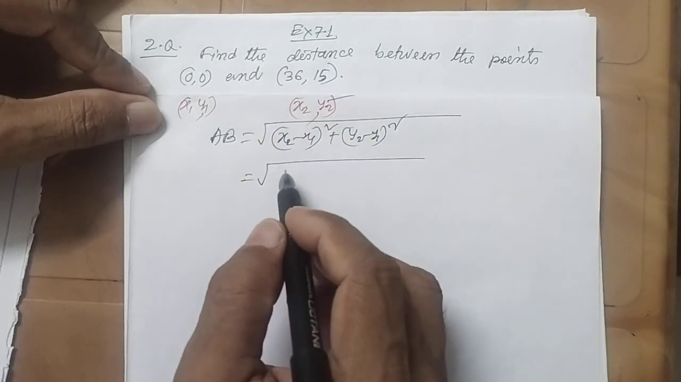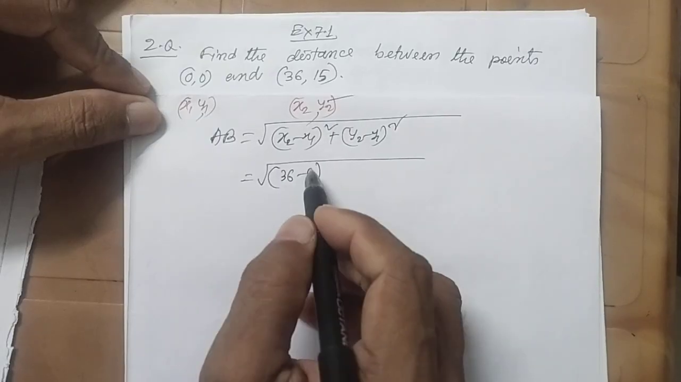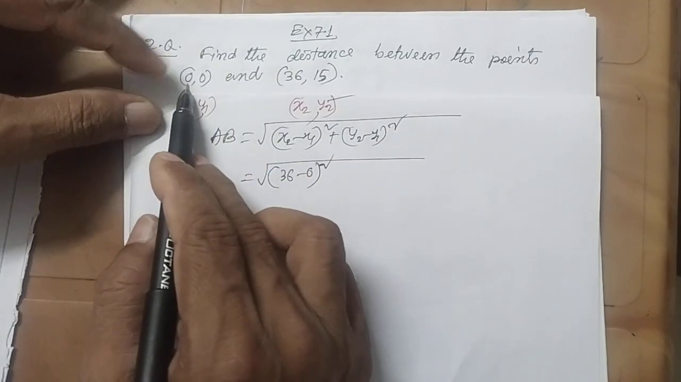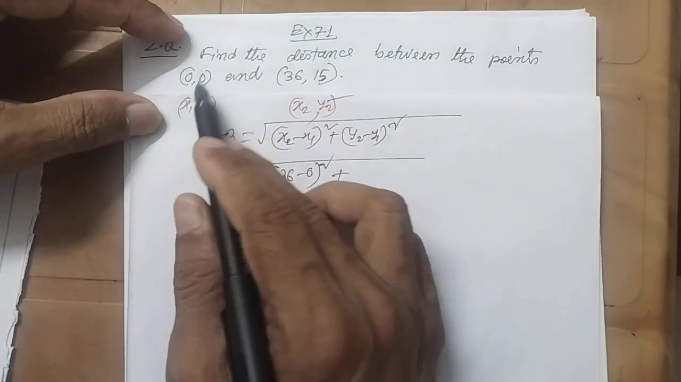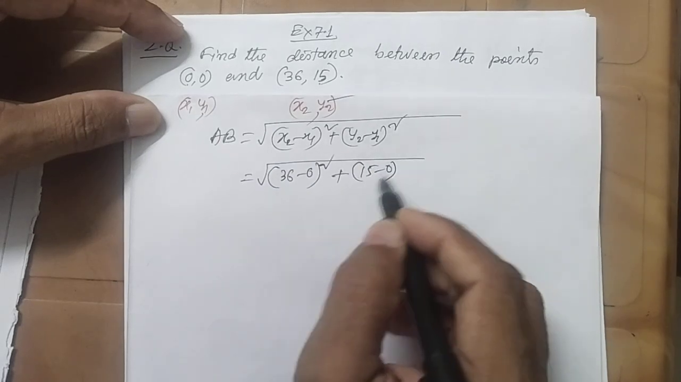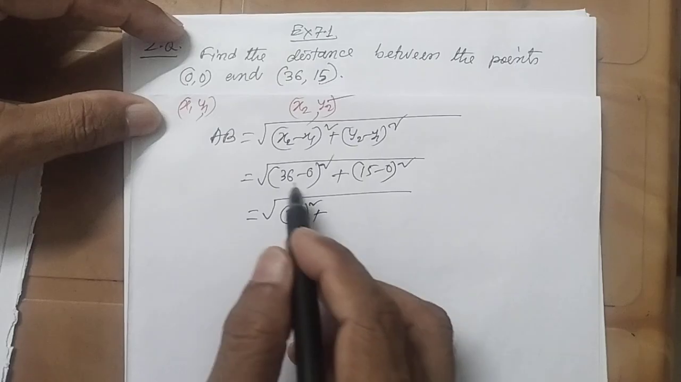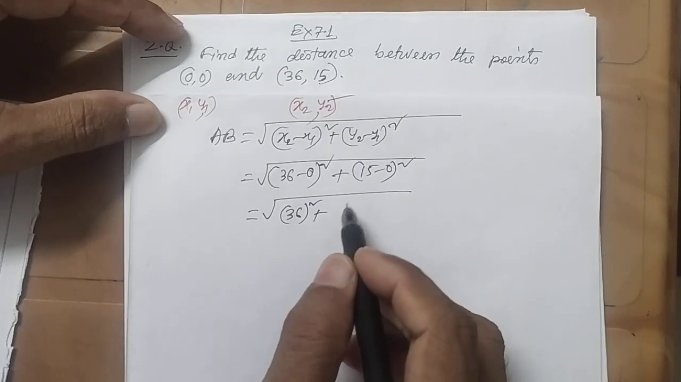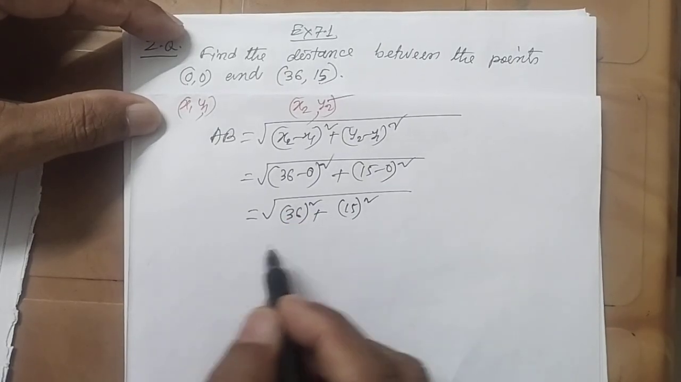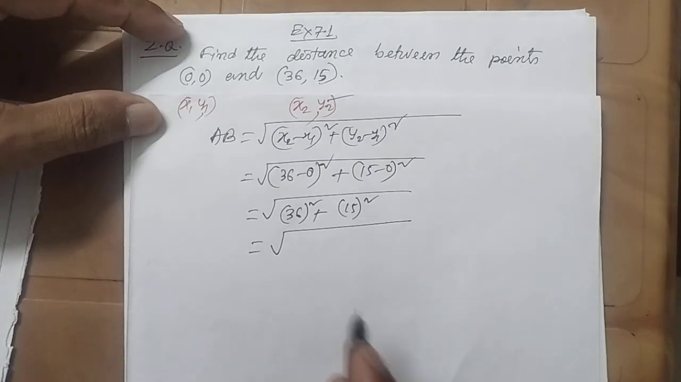Just put the values. x2 is 36, minus 0, (x2 minus x1) square, plus (y2 minus y1) square, 15 minus 0 square. And 36 square minus 0 remains 36 square, 15 minus 0 is 15 square. You can just simplify and find out what it is.